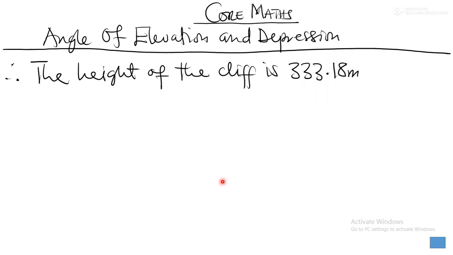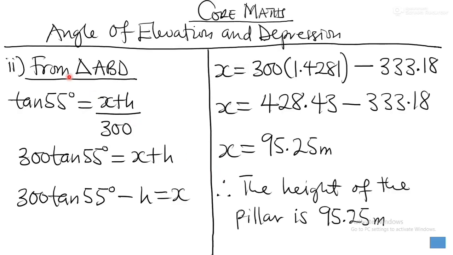Now let's move on to part II. From triangle ABD, that is the bigger right angle triangle, tan 55 degrees will be equal to X plus H on 300. X plus H is the distance BD. So looking for the distance BD, which is X plus H, we are going to have 300 tan 55. As I said earlier, to find X, you have to subtract H from the distance BD. So making X the subject, we have 300 tan 55 degrees minus H equal to X.